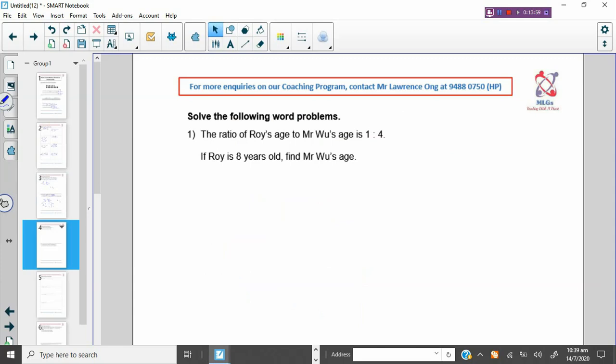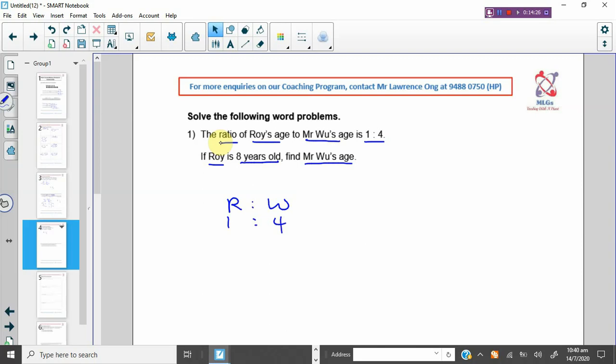Okay, now you can see it gets maybe a little harder. Now, the ratio of Roy's age to Mr. Hu's age is 1 is to 4. If Roy is 8 years old, find Mr. Hu's age. So this is a ratio problem. Of course, I have to label the ratio, and I have 1 is to 4. Does that mean that Roy is 1 year and Mr. Hu is 4 years old? No, it is a representation.